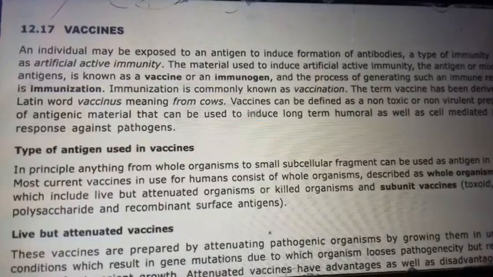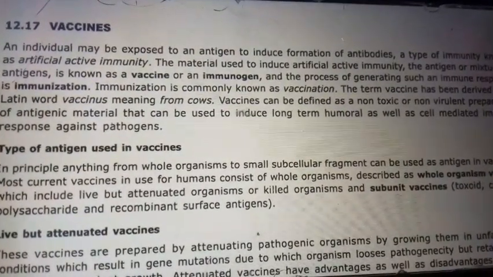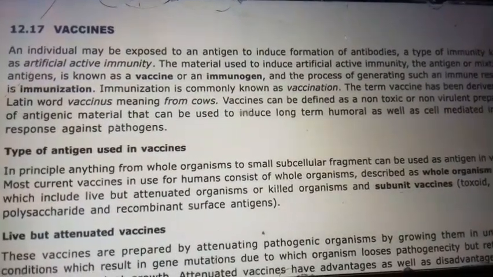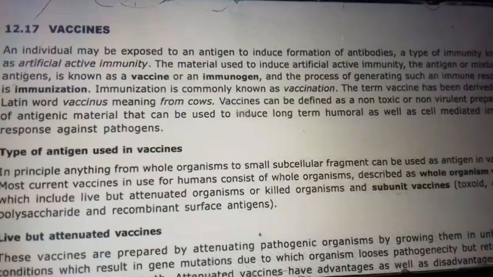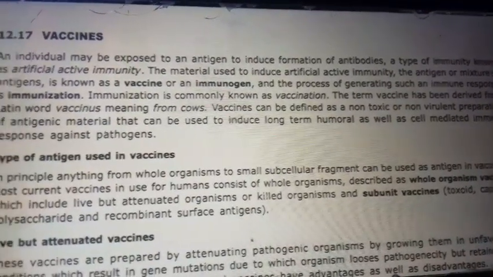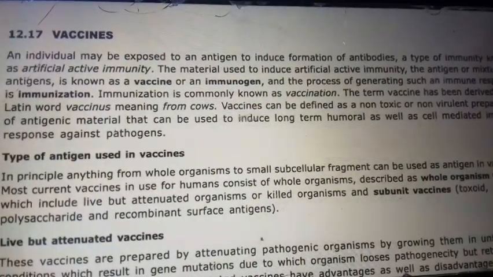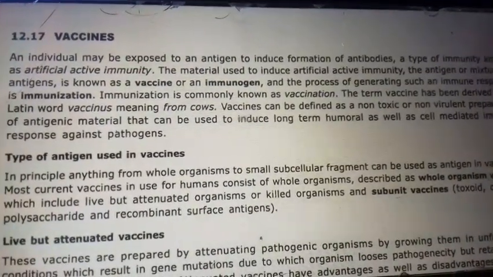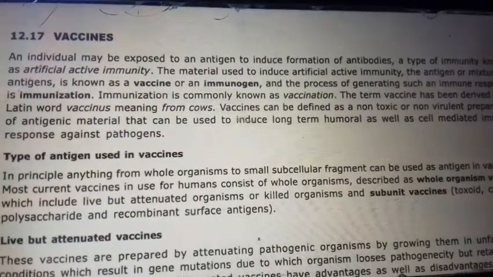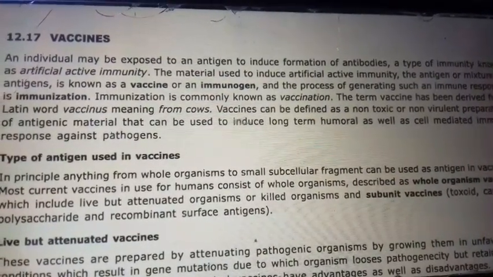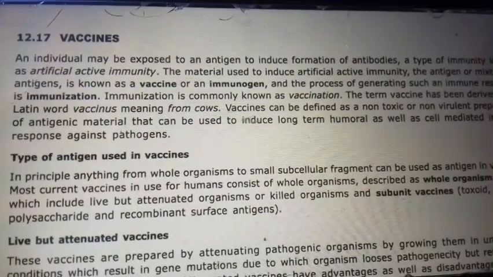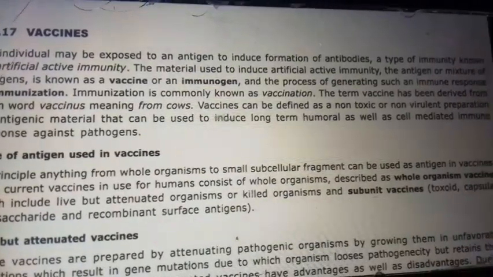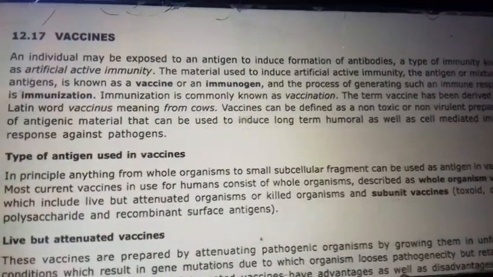A type of immunity is known as artificial active immunity. The material used to induce artificial active immunity, the antigen or mixture of antigens, is known as a vaccine or immunogen, and the process of generating such immune responses is immunization, commonly known as vaccination. It is derived from vaccinus, meaning from cows. It is a non-toxic or non-virulent preparation of antigenic material that can induce a long-term humoral as well as cell-mediated immune response against a pathogen.